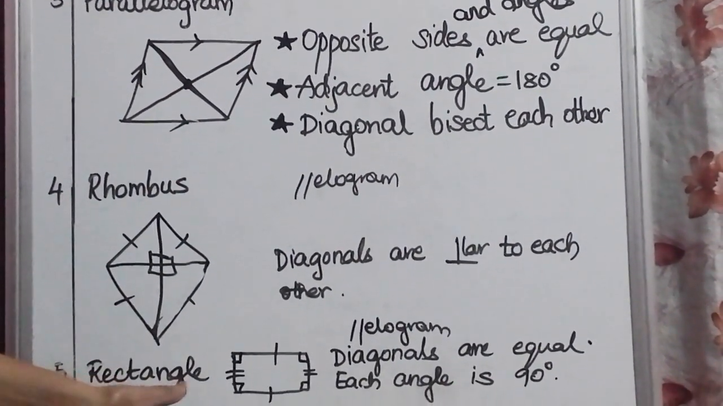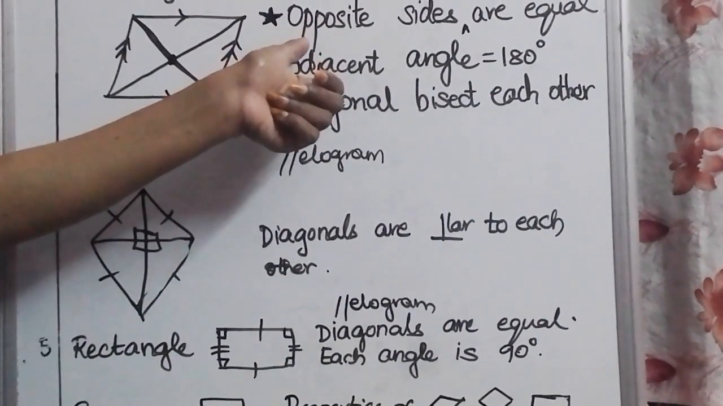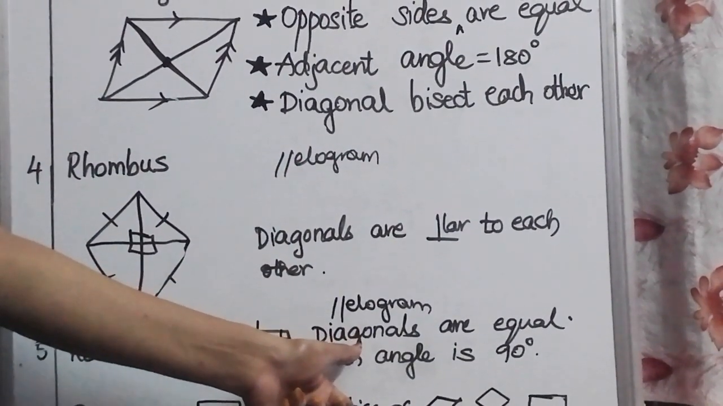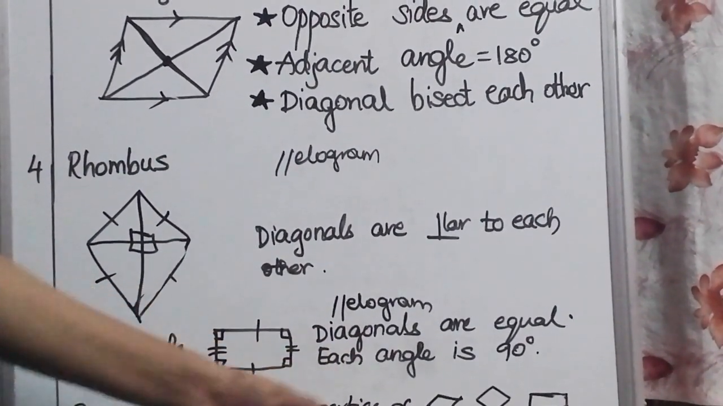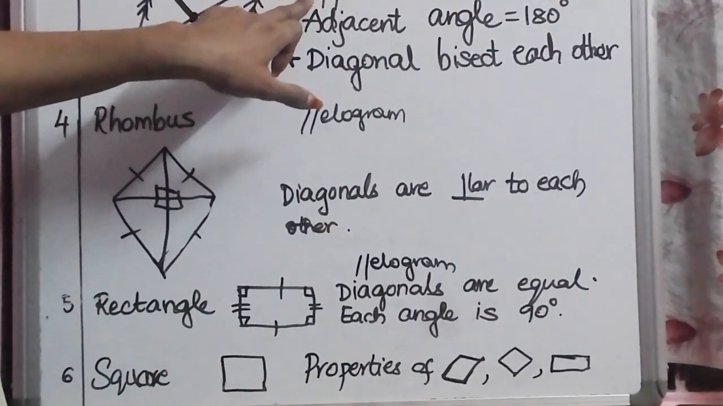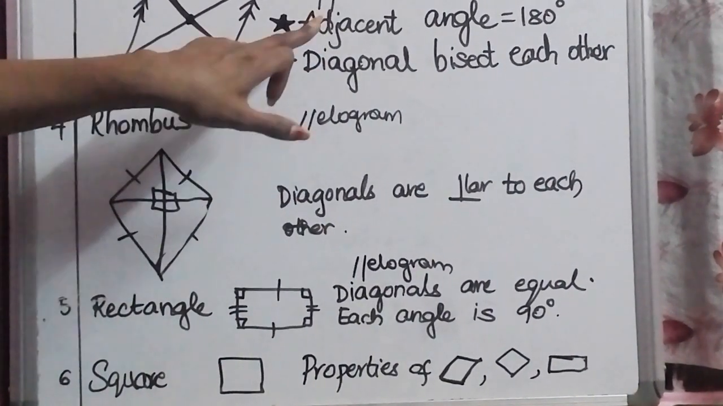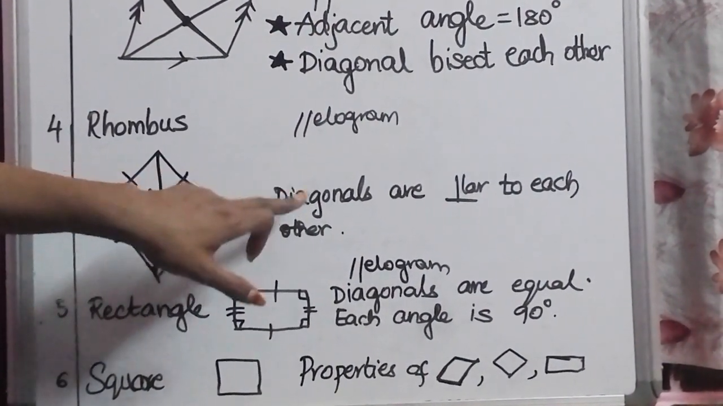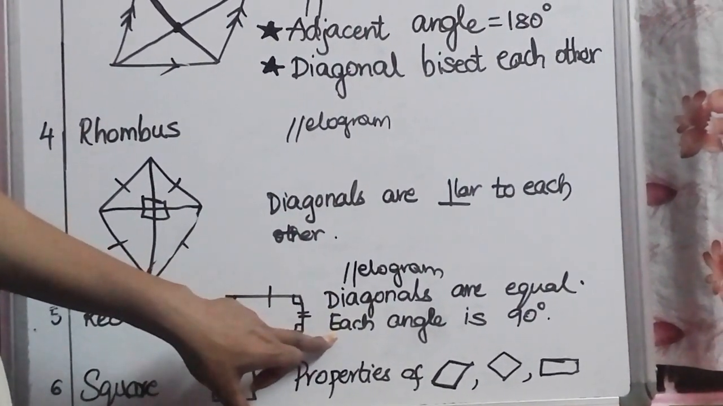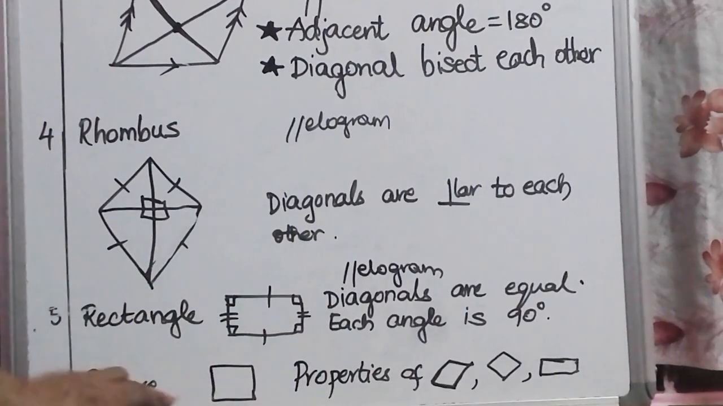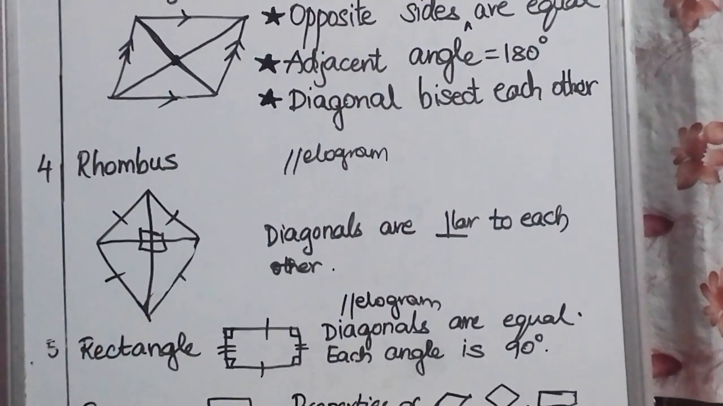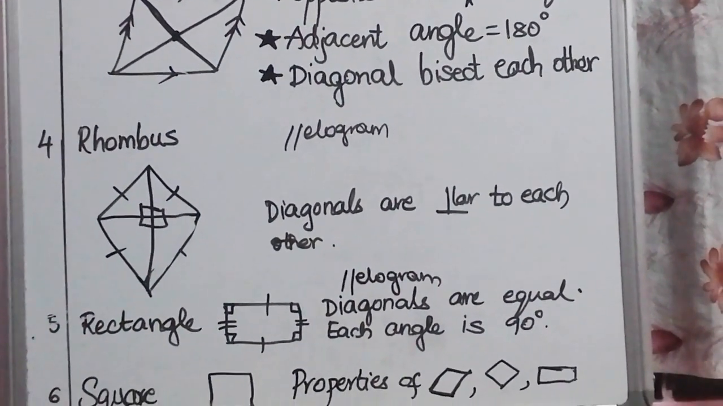A rectangle is a shape which has opposite sides and angles equal, diagonals bisect each other, then diagonals are equal, each angle is 90 degrees. For a square, it is going to fulfill all the properties, that is opposite sides and angles are equal, diagonals bisect each other, the sum of adjacent angles is 180 degrees, diagonals are perpendicular to each other, diagonals are equal, each angle is 90 degrees for a square. Understood this? If you have understood this, it is very easy to solve the exercise 2 problems.